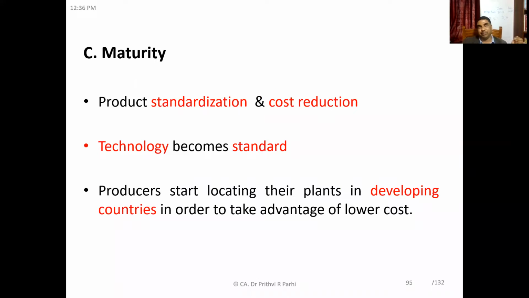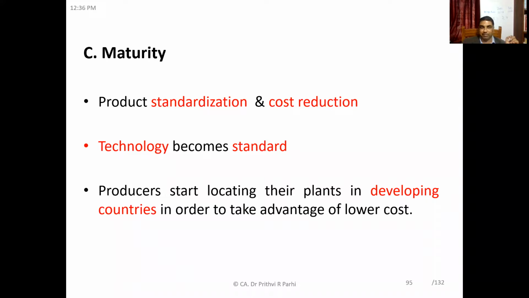After growth stage, when the product attains maturity stage, at this stage, what happens? Product gets standardized. Okay, technology development is already over. Product is fully developed, it is standardized. And product has already attained cost reduction. By this time, production must have attained volume and the product must have been produced at low cost. Technology also becomes standard. Everybody knows that this product can be produced with this technology.